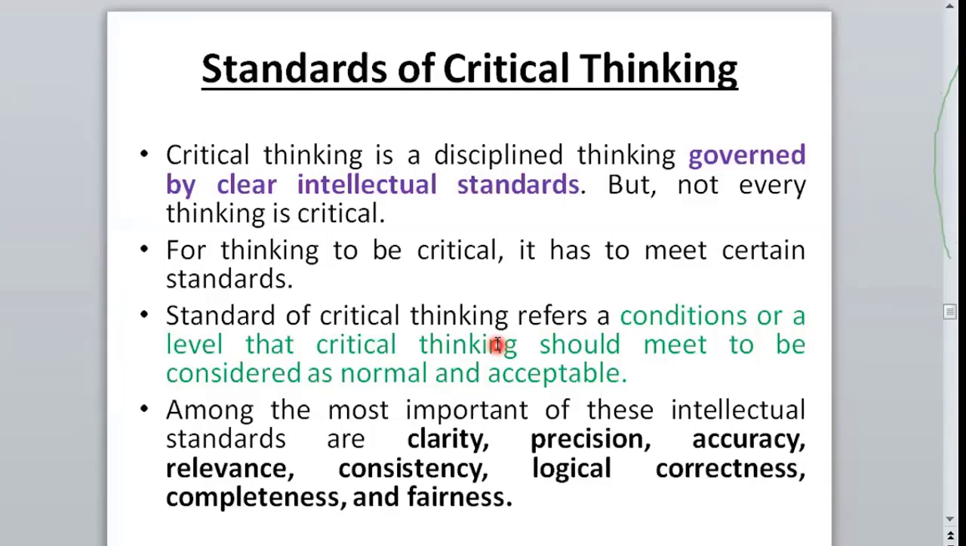Of course, different literatures provide different standards of critical thinking. Now we'll look at the most cited and the most important intellectual standards. As an intellectual, an educated person, you must have these qualities and fulfill these standards. The first one is clarity. We have seen in the definition of critical thinking, precision, accuracy, and also relevance, consistency, logical correctness, completeness, and fairness.